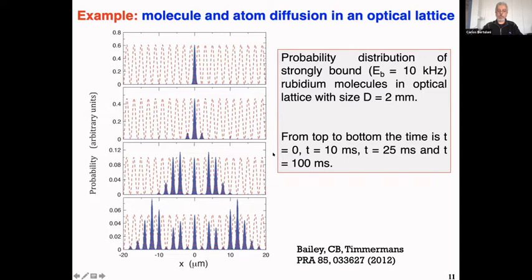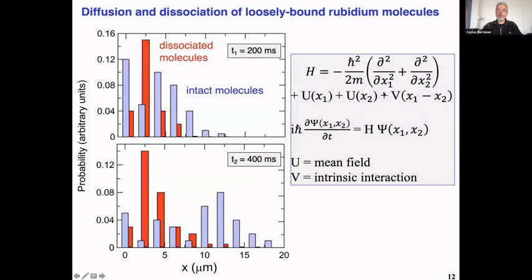This seems to be a very simple problem. And you see, this is the equation that we need to solve here, which is almost trivial, right? So we have only two coordinates, the coordinates of the two atoms, 1 and 2, plus the mean field, that is the optical lattice, and the interaction between them. And then we have to put this in a time-dependent Schrödinger equation and solve it.